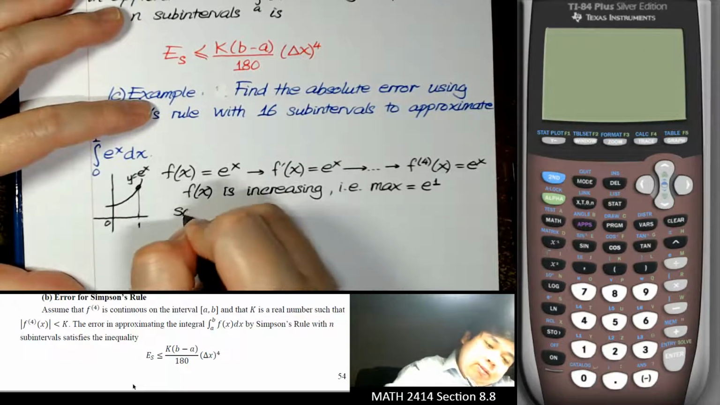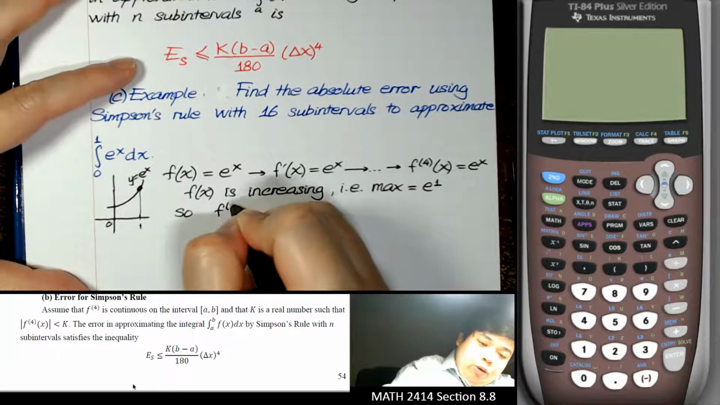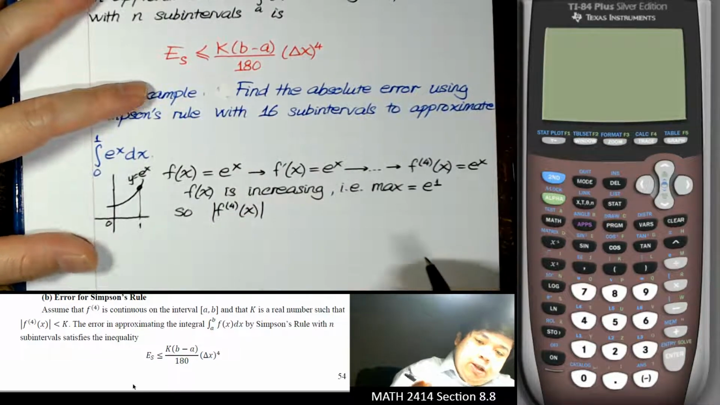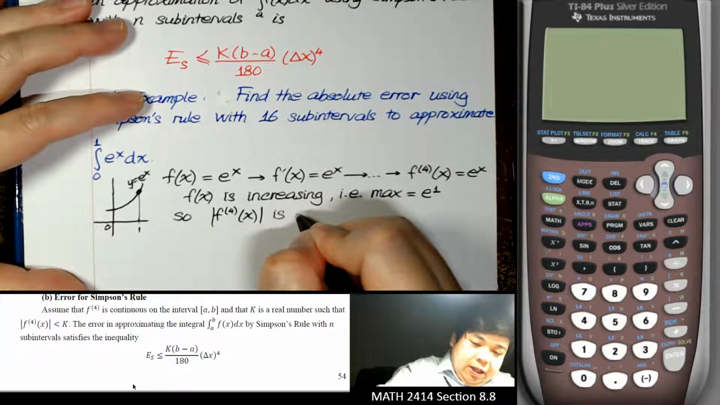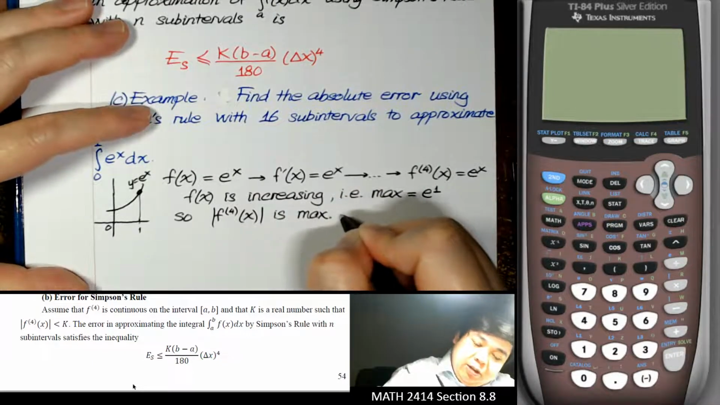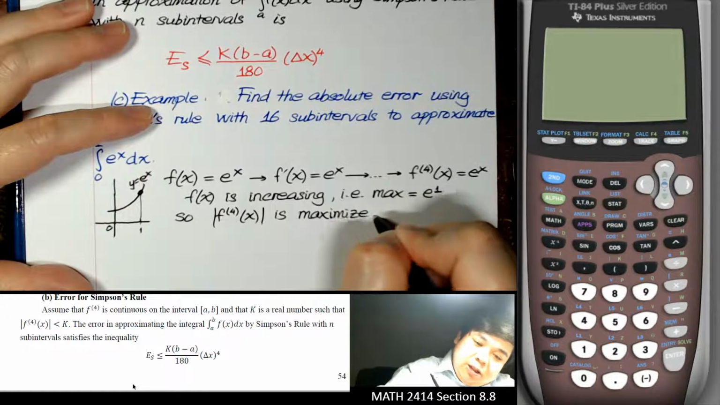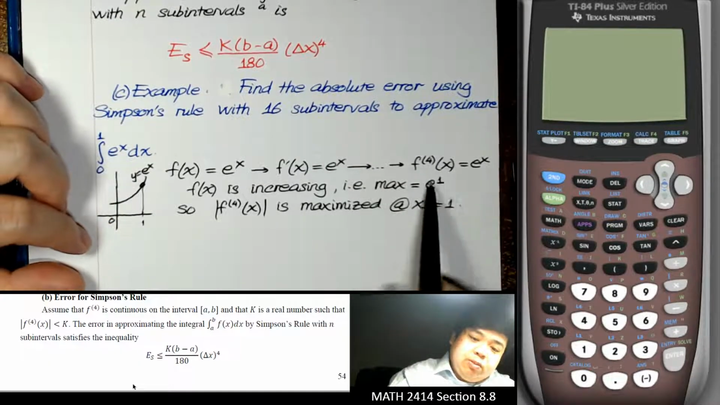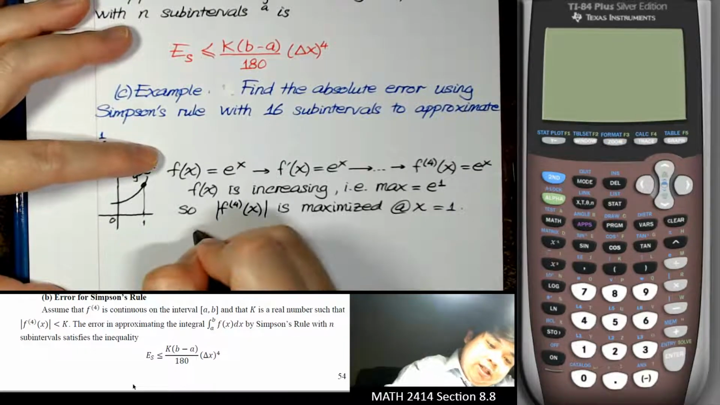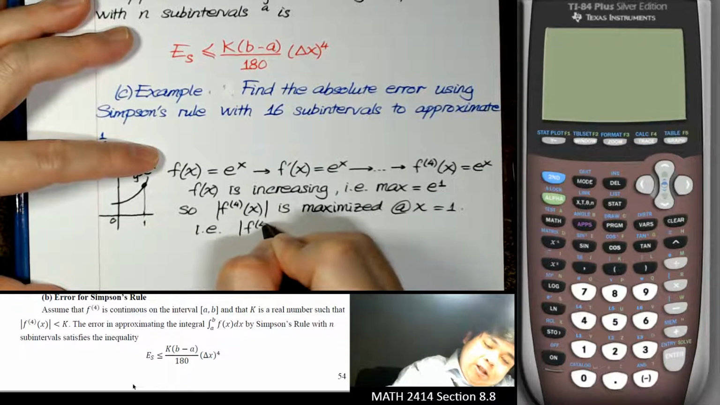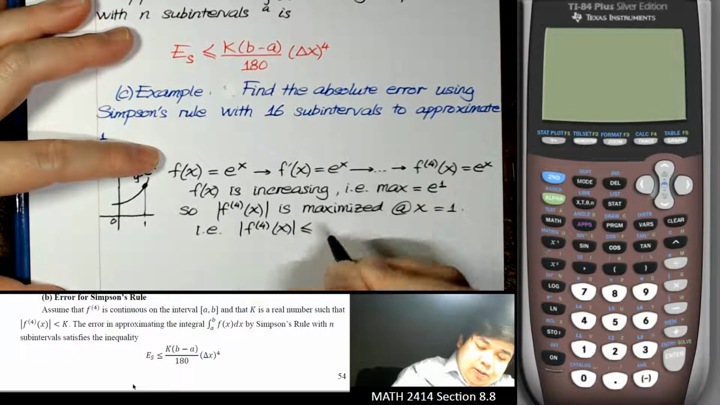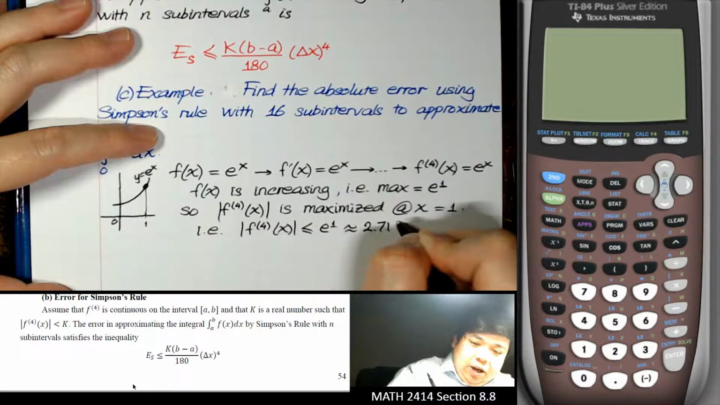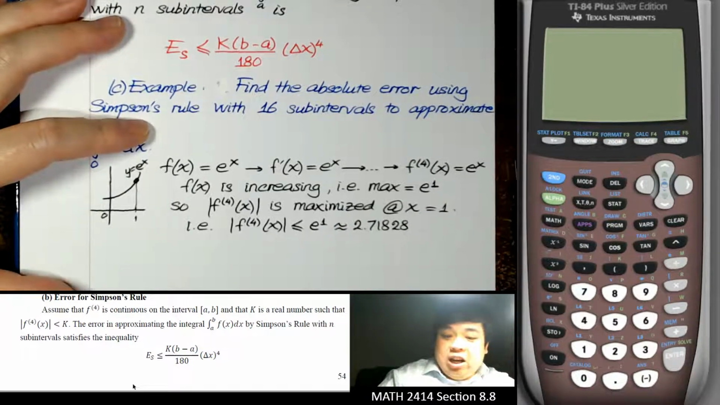So we say the fourth derivative is maximized at x equal to 1, and because of that it is going to be less than or equal to e, which is about 2.71828, and we're going to let k equal to that number.